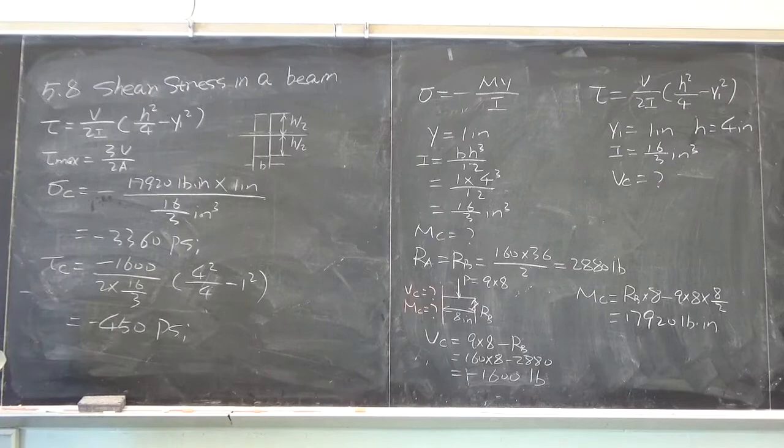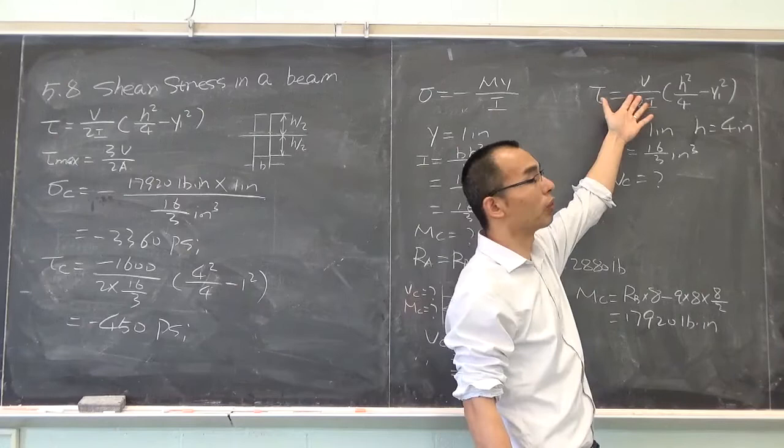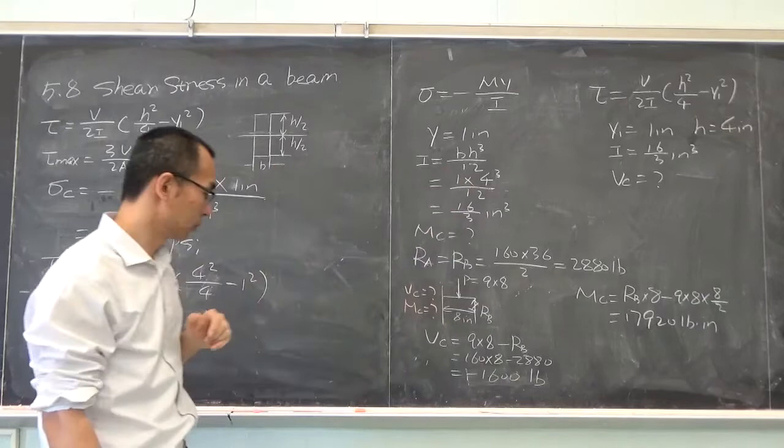Again, when we calculate the normal stress, we need to look for the bending moment. For the shear stress, we need to look for the shear force. You can calculate the other things first, like the distance to the neutral surface and the moment ratio, at that point. So let me give you another example.